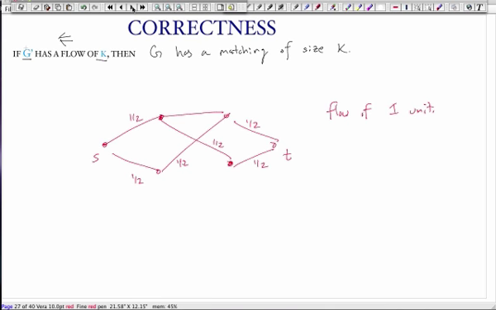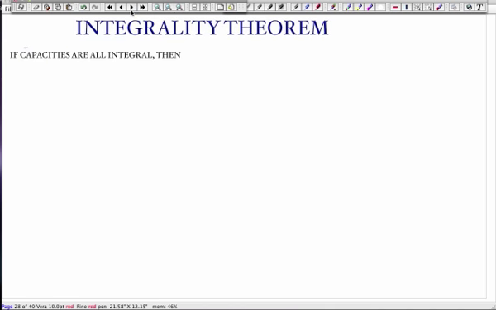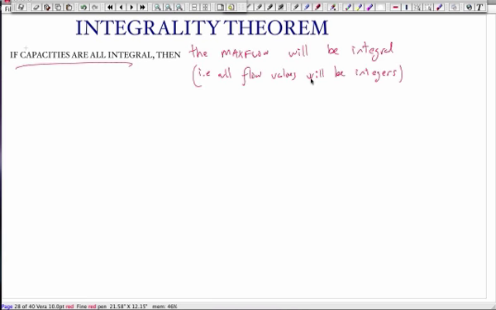Argue that it never happens, yes. And so therefore make them all integers. Very good. So here's how we're going to get out of this conundrum. We're going to say, if all of the capacities in a graph are integral, then the max flow will be integral. Meaning that all of the flow values that you push across the network will be integers. Why is this true?